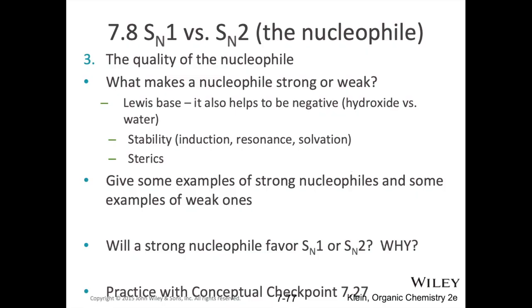Let's talk a little bit about nucleophiles. We want a strong nucleophile to encourage our SN2 mechanism. So what makes a nucleophile strong or weak? It helps if you have a negative charge on your nucleophile. Having that negative charge makes it really want to seek out a positive charge, and that means it's very nucleophilic. We've already seen this in hydroxide versus a water molecule. Water is a weak nucleophile. A hydroxide ion is a strong nucleophile because of that negative charge.